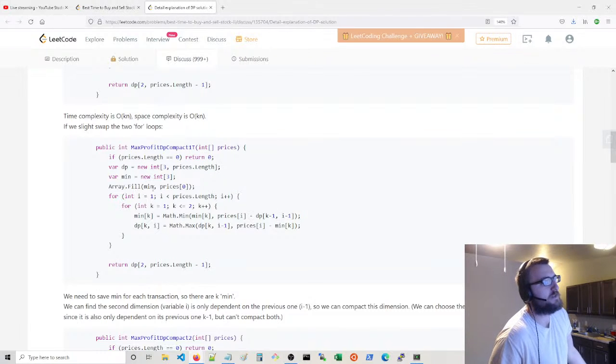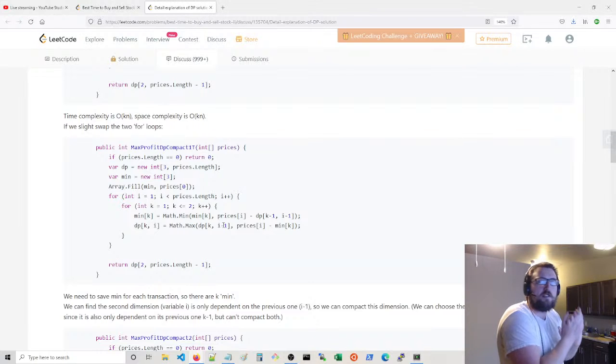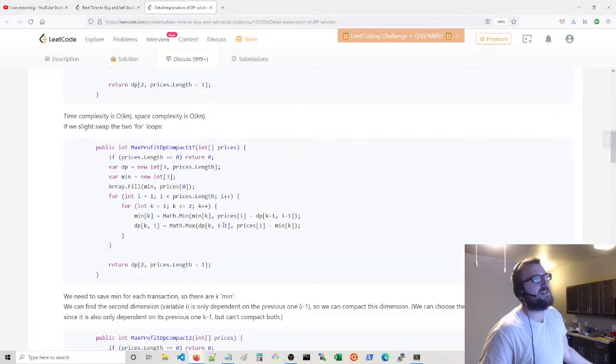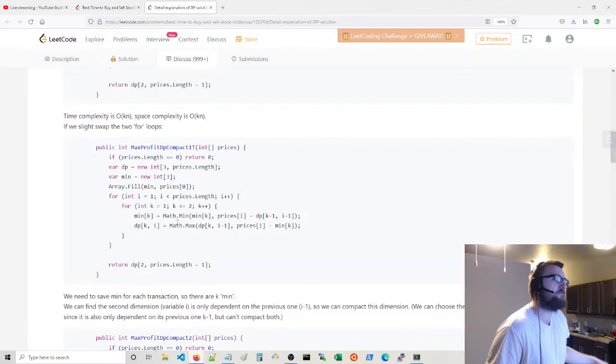I keep getting stuck on these different pieces, and I've read a lot of code, man. Like I've seen and read a lot of stuff. How do you get so stuck on this? Well, so min k, math min k, prices of i, dp k minus 1, i minus 1.